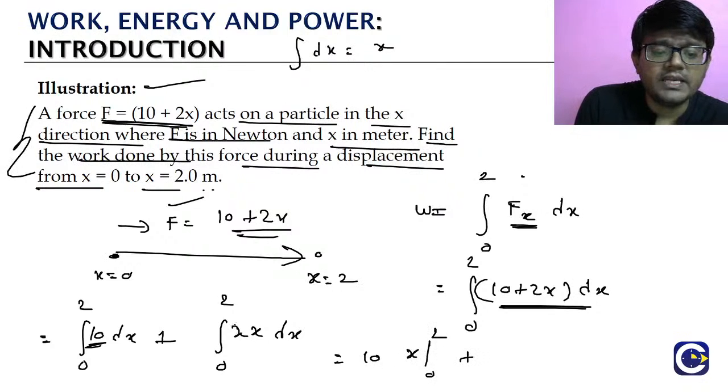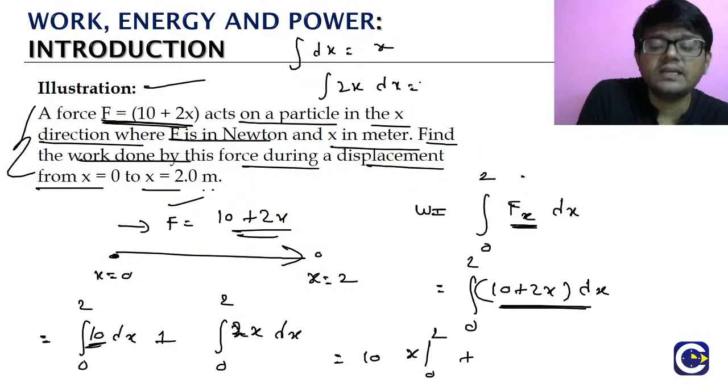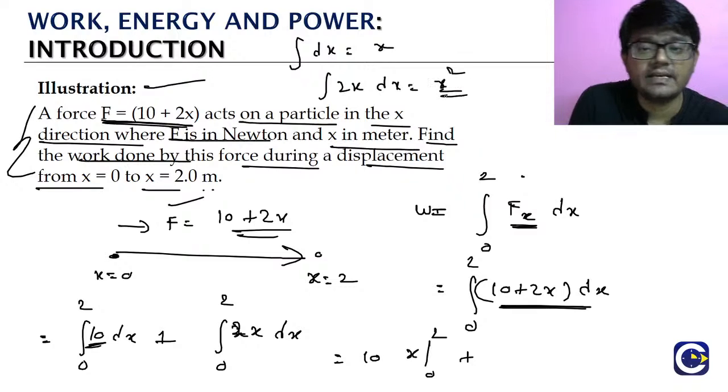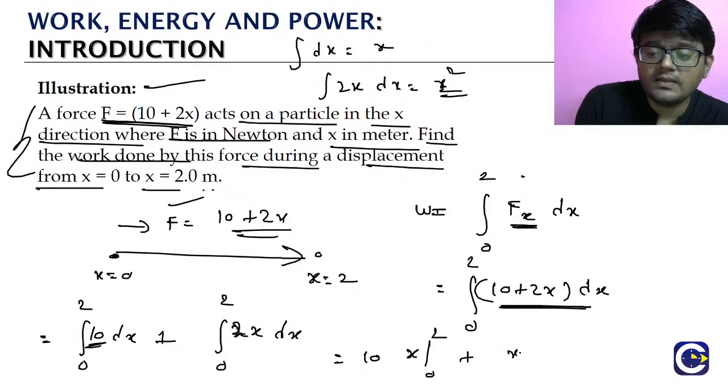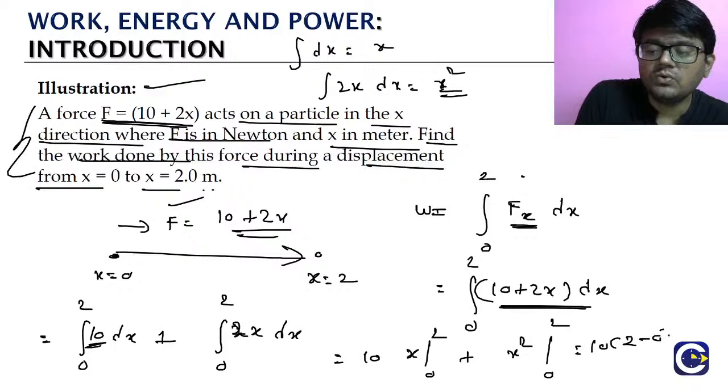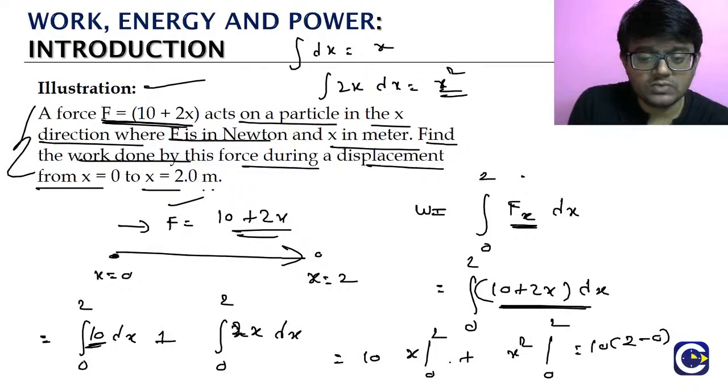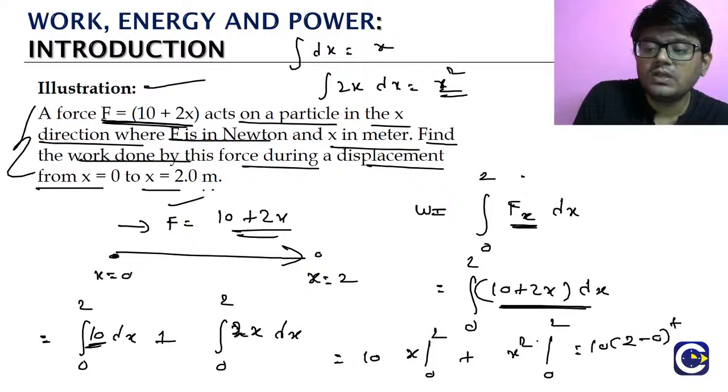Next, integral 2x dx. Integral 2x dx is x square, because if we differentiate x square, what do we get? 2x, right? So x square with limits 0 to 2. Look here, the final limit: so 10 into 2 minus 0. Okay? So here the final limit value is 2, the initial limit value is 0. Then for x square, final limit minus initial limit means 2 square minus 0 square.